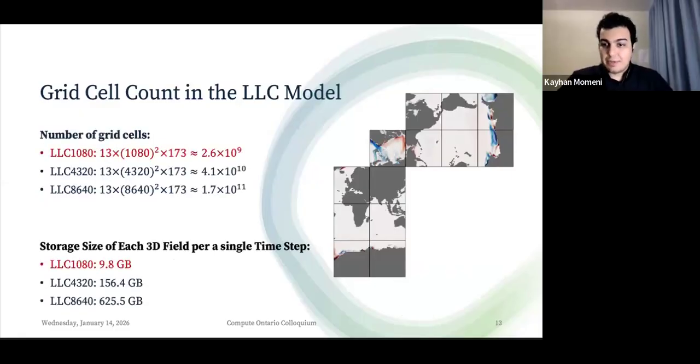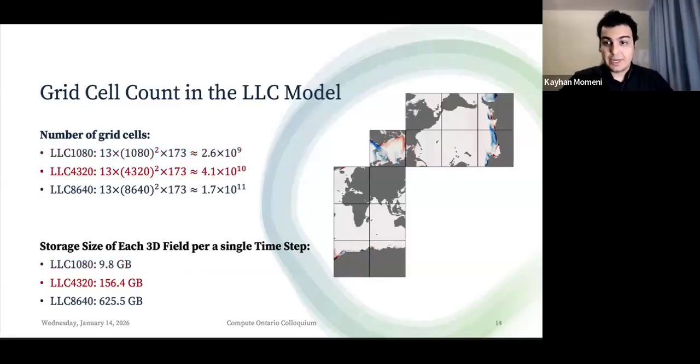Now, to put some rough numbers on this, for LLC 1080, if you take 13 times 1080 squared and multiply by 173 vertical levels, you end up with on the order of 10^9 grid cells. This is what we consider our baby model. Even so, running it requires at least 13 nodes on Trillium, and a single snapshot of one 3D field has a size of on the order of about 10 gigabytes.